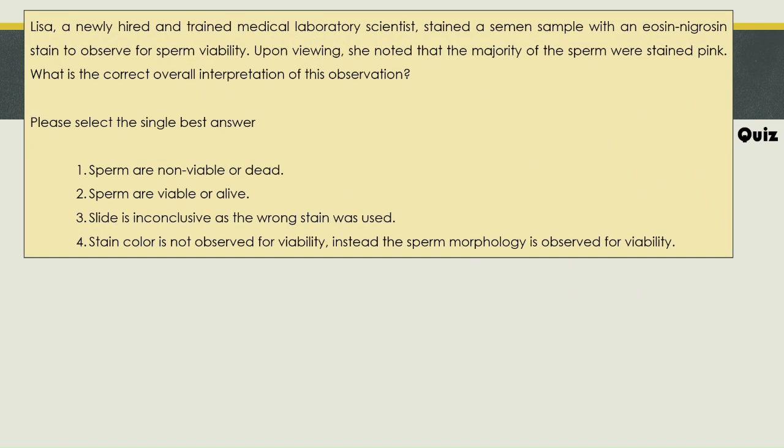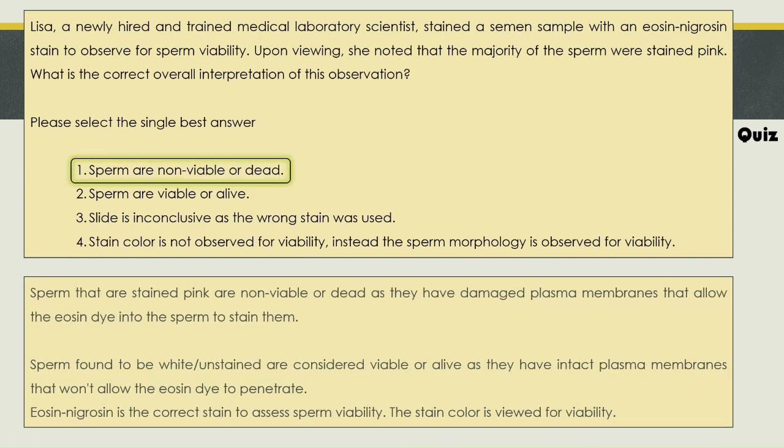Quiz. Lisa, a newly hired and trained medical laboratory scientist, stained a semen sample with an eosin-nigrosin stain to observe for sperm viability. Upon viewing, she noted that the majority of the sperm were stained pink. What is the correct overall interpretation of this observation? Please select the single best answer. 1, sperm are non-viable or dead. 2, sperm are viable or alive. 3, slide is inconclusive as the wrong stain was used. 4, stain color is not observed for viability, instead the sperm morphology is observed for viability.